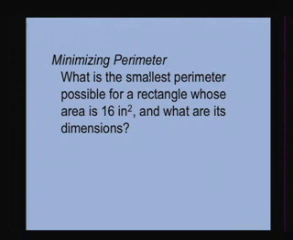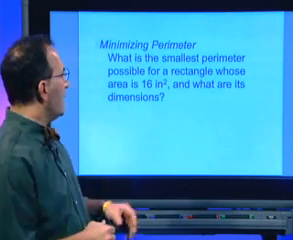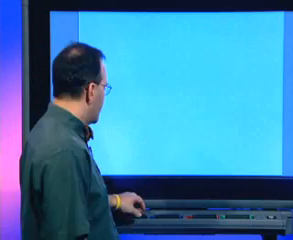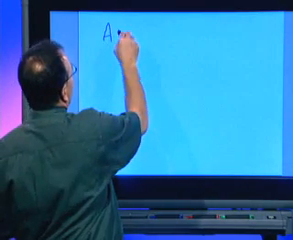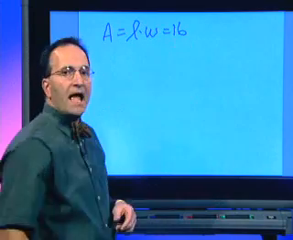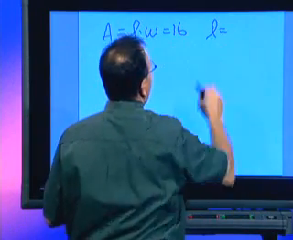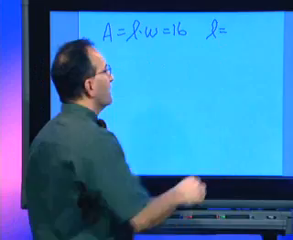Minimizing perimeter. What is the smallest possible perimeter for a rectangle whose area is 16 inches squared? And what are its dimensions? Okay, so what we know is the area is equal to 16. And the area of a rectangle is length times width. So we start off with area equals length times width, which equals 16. And therefore, I can solve for L and say that L is equal to 16 divided by W.